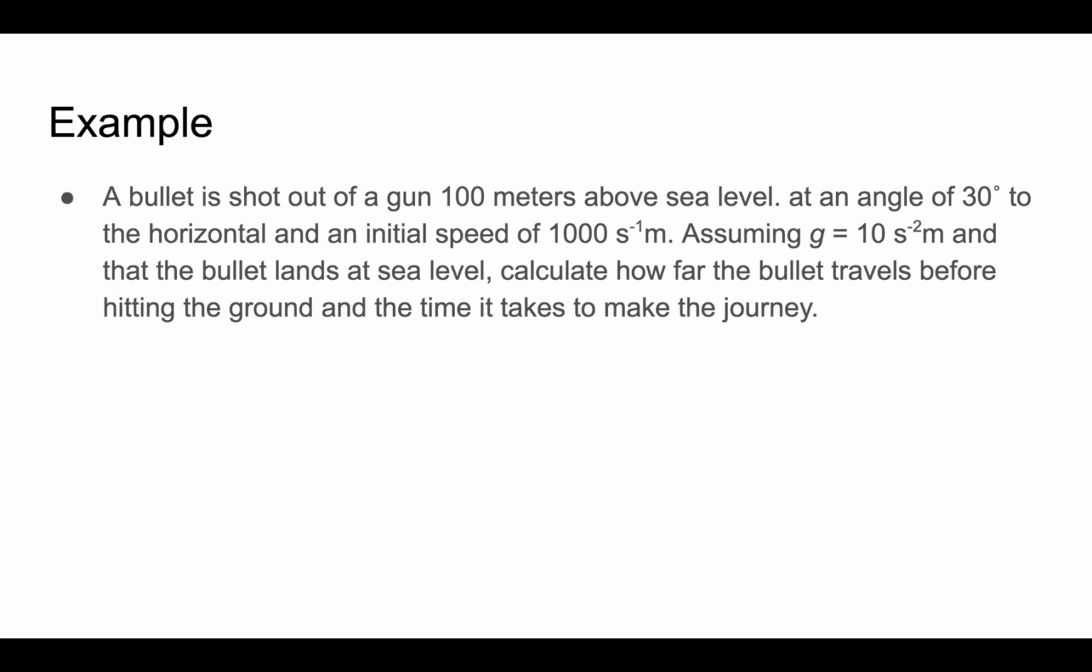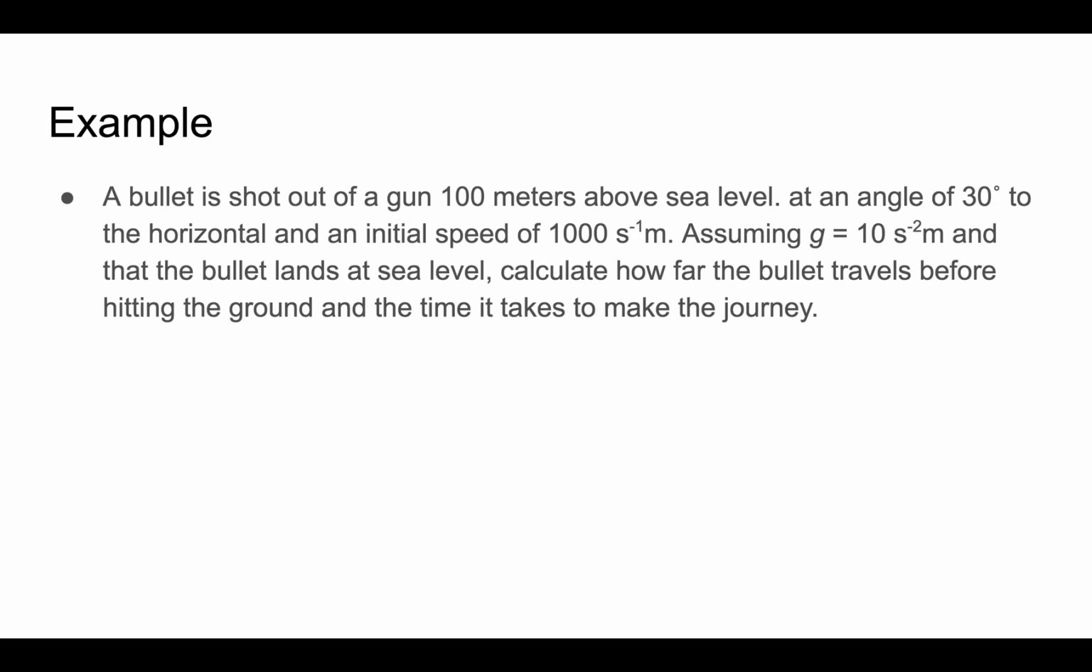So let's do an example. We have a bullet and we shoot it out of a gun 100 meters above sea level, and at an angle of 30 degrees to the horizontal and at an initial speed of 1,000 meters per second. So assuming gravity is equal to 10 meters per second squared, this is just to make the math simpler, and that the bullet lands at sea level, let's calculate how far the bullet travels before hitting the ground and the time it takes to make that journey.